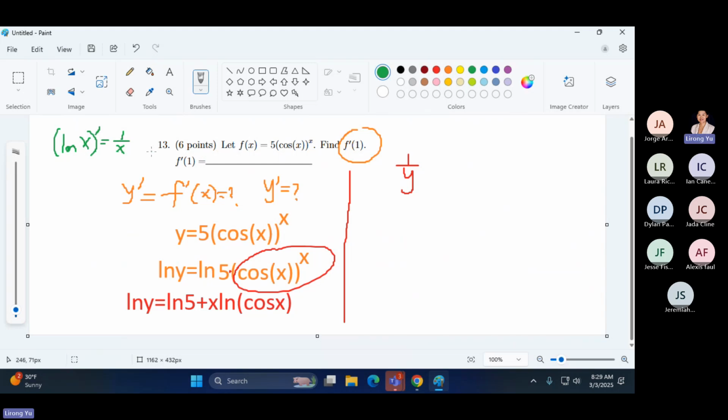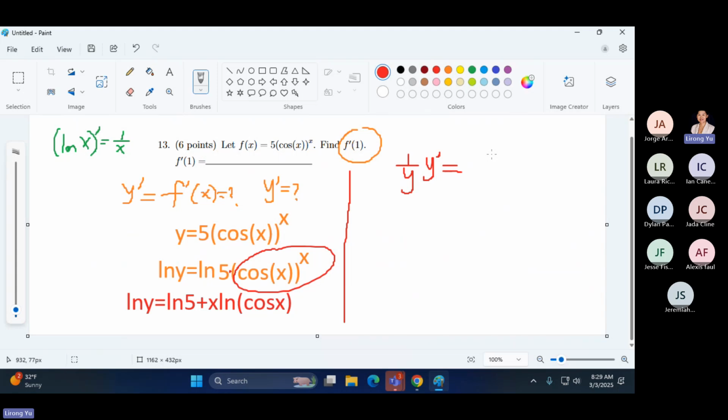But we have natural log of y, so the derivative is 1 over y. But y is not x. x is an independent variable, but y is a function. So y is actually f of x, and this is natural log of f of x. So the derivative will be 1 over f of x multiplied by the derivative of f of x. You do have to multiply by y prime because of the chain rule. So we multiply y prime. This is caused by the fact that y is a function.